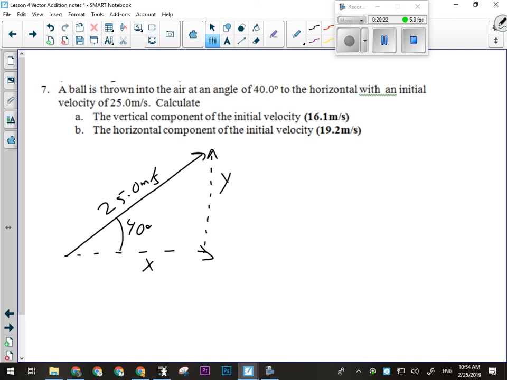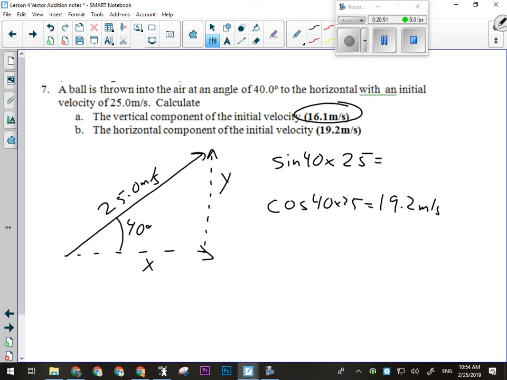We're going to find our initial vertical first, since it wants that, so that's y. y is the opposite side. So to get y, I would go sine of 40 degrees times the hypotenuse, which is 25, and when I do that, I should get 16.1 meters per second up. Then to get the horizontal component, that's the adjacent side, so I would go cos of 40 times 25, and that should give me 19.2 meters per second. So it's moving at 19.2 meters per second horizontally.